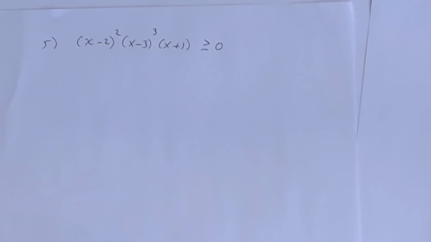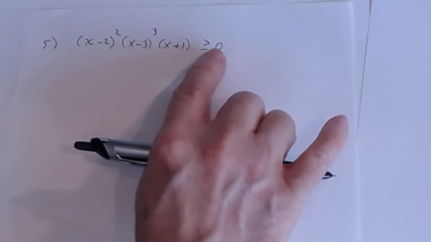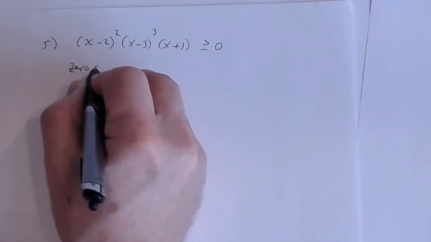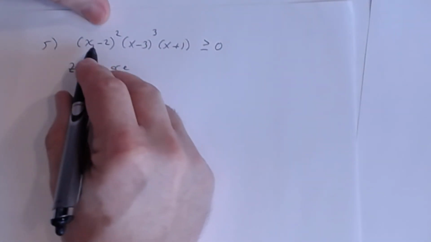All right. So it's in factored form, so that's a nice one. 0 is already on the other side, so we just got to find the zeros, right? So the zeros are, so to find the zeros, you're going to set each of those equal to 0.